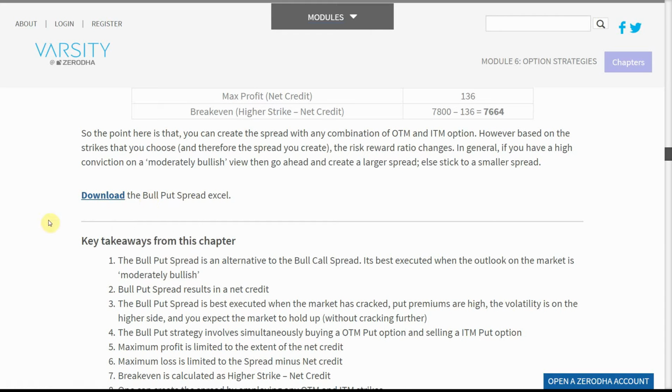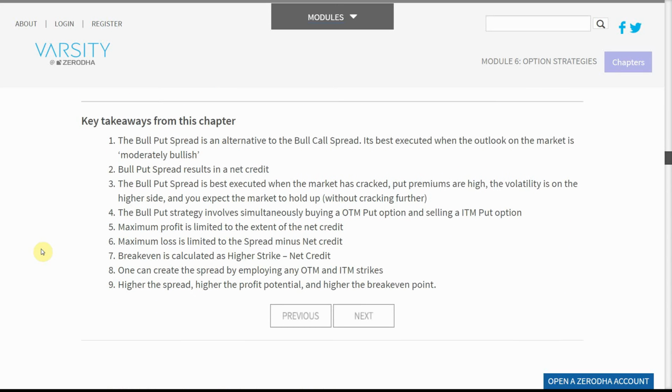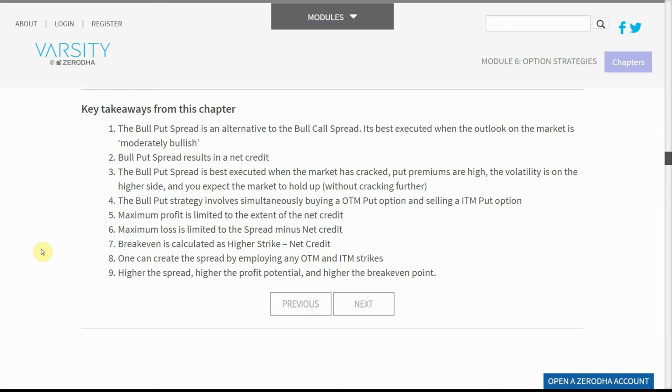Key takeaways from this chapter. The Bull Put Spread is an alternative to the Bull Call Spread. It's best executed when the outlook on the market is moderately bullish. Bull Put Spread results in a net credit. The Bull Put Spread is best executed when the market has cracked. Put premiums are high. The volatility is on the higher side. And you expect the market to hold up without cracking further.